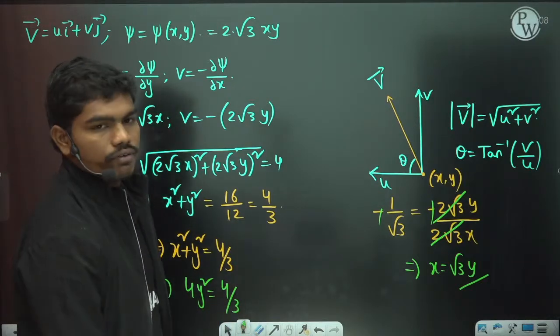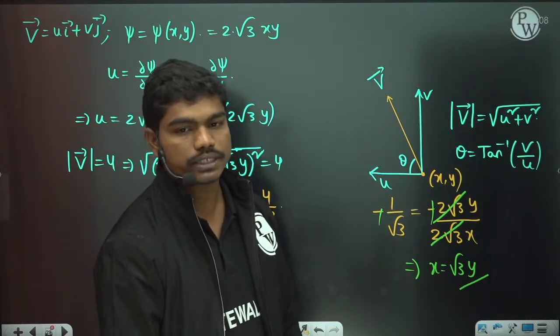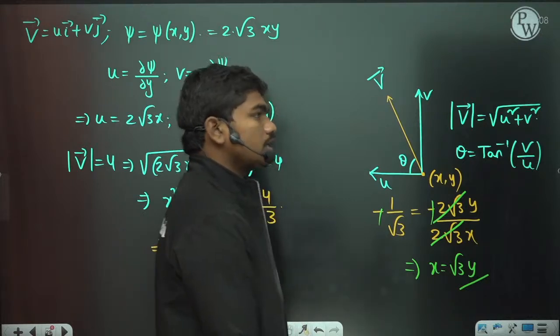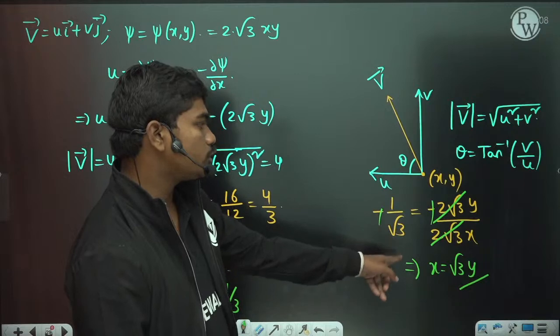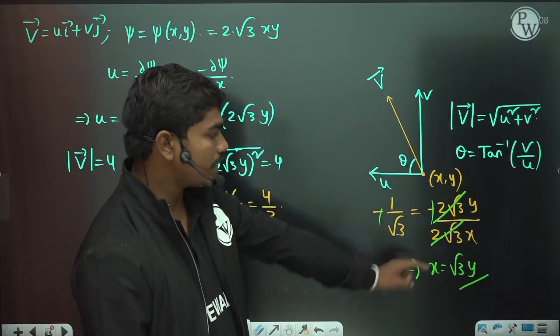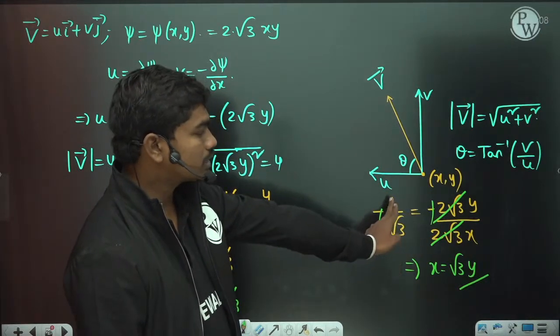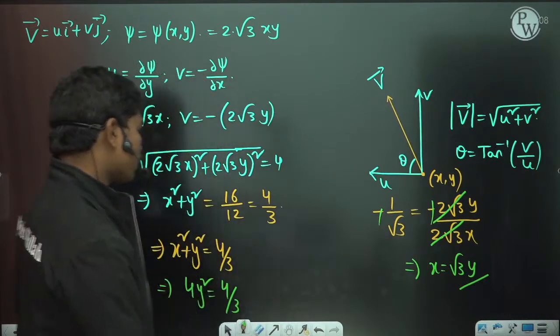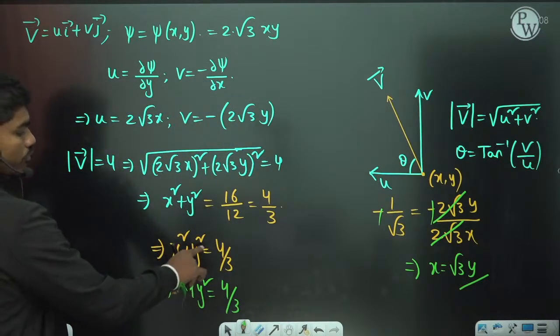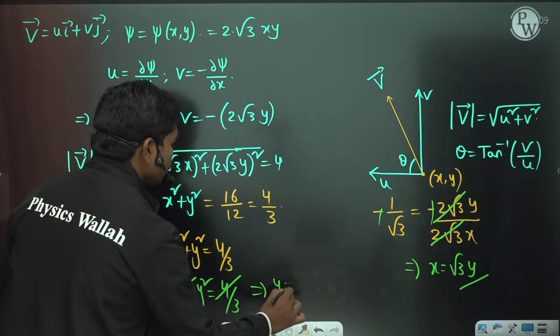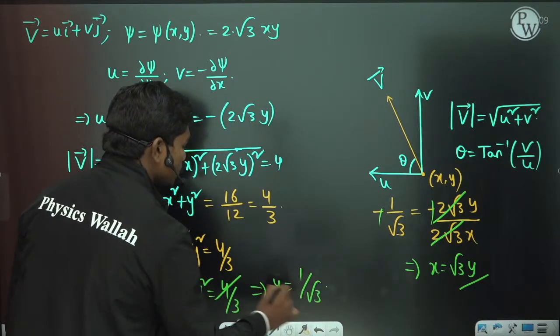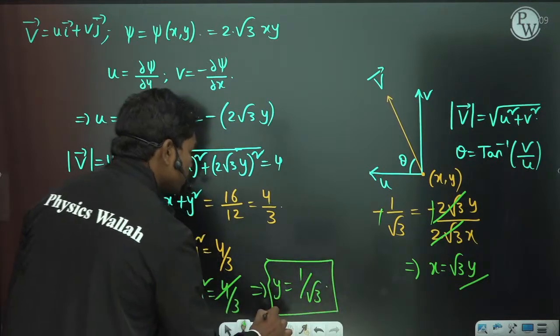Correct? So tan 150 degrees is how much basically? So tan 150 is tan 180 minus 30. So minus tan 30, which is 1 by root 3. So 1 by root 3 is equal to y by x. So x is equal to root 3 times y. So if x is equal to root 3 times y, then 4y square is equal to 4 by 3. So y is equal to 1 by root 3 is what you have here. Okay, so y is equal to 1 by root 3.